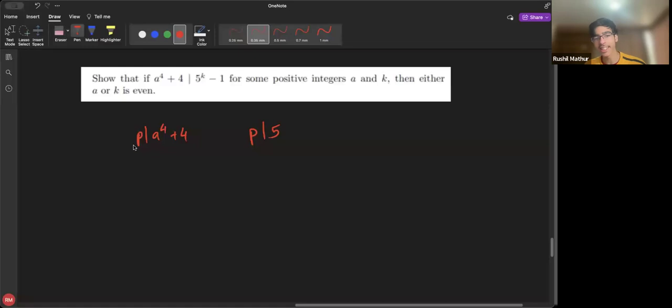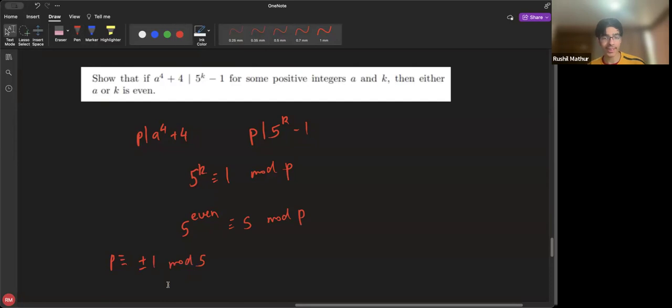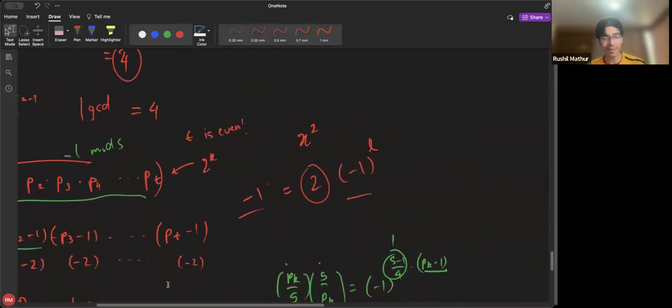But for now, let's actually just think about p dividing this. So p divides 5 to the k minus 1, but k is odd because we've assumed that. So 5 to the k is congruent to 1 mod p. So 5 to the even is congruent to 5 mod p. So that actually implies that p is plus minus 1 mod 5, from our previous example, by the way. So there is some overlap.